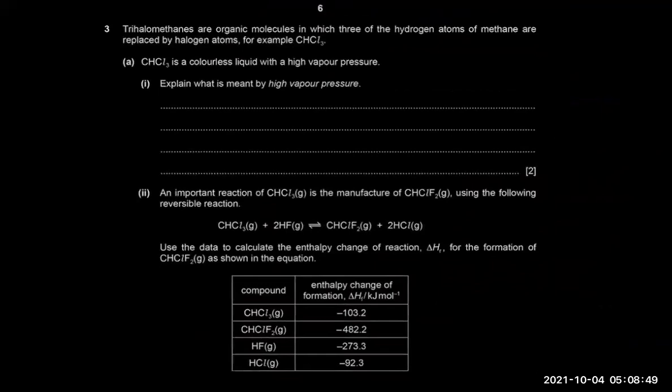Question number 3. Trihalomethanes are organic molecules in which 3 of the hydrogen atoms in methane are replaced by halogen atoms. So trichloromethane is a trihalomethane. Okay. CHCl3 is a liquid with high vapor pressure. Explain what is meant by the term high vapor pressure.